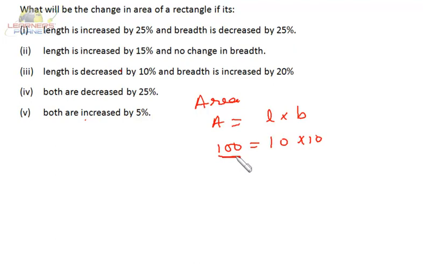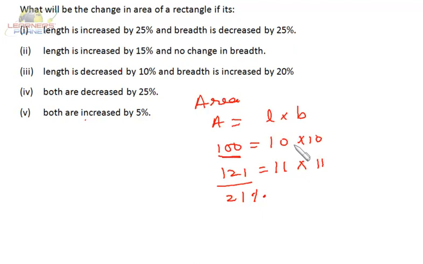Now suppose length and breadth, both of them are increasing by 10%. So what will be the new length? It's 11. And what will be the new breadth? That is 11. And what will be the new area? That is 121. So initially it was 100, now it is 121. So difference is 21. And since base is 100, directly we'll be getting the answer in percentage. So it's 21% increase. So it becomes very simple if you start with the base 10.